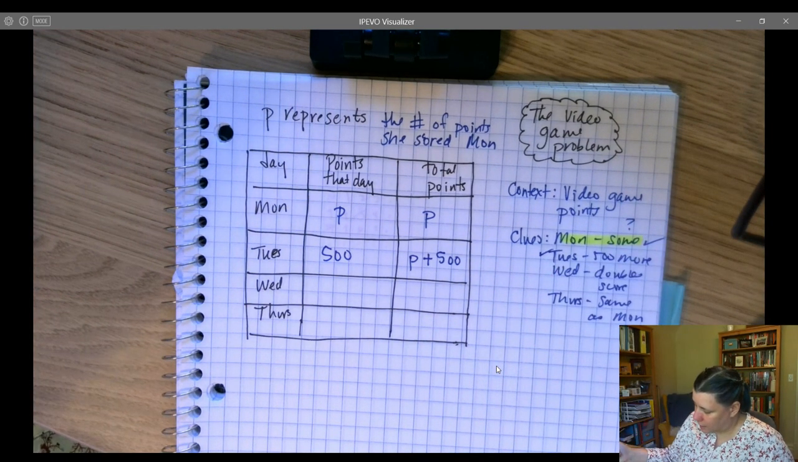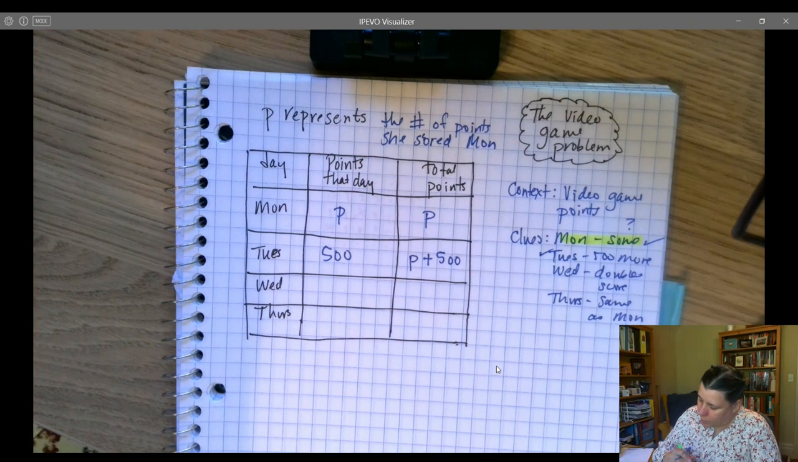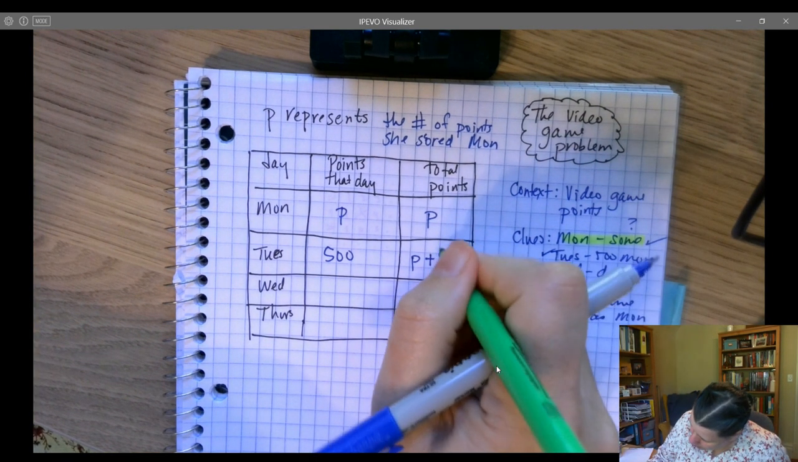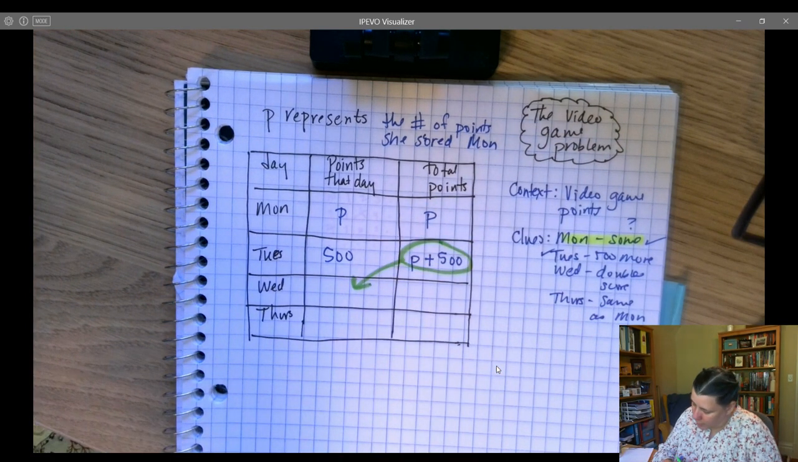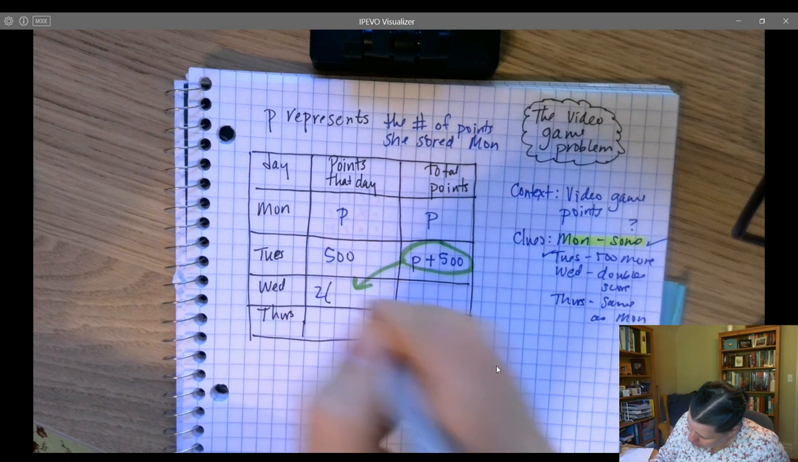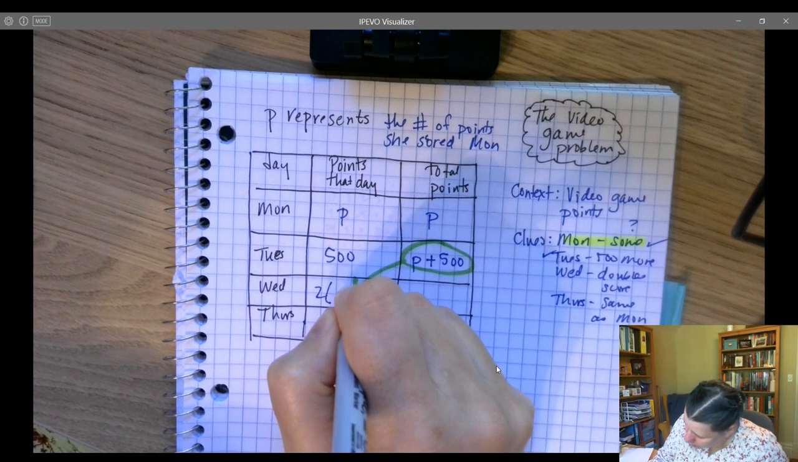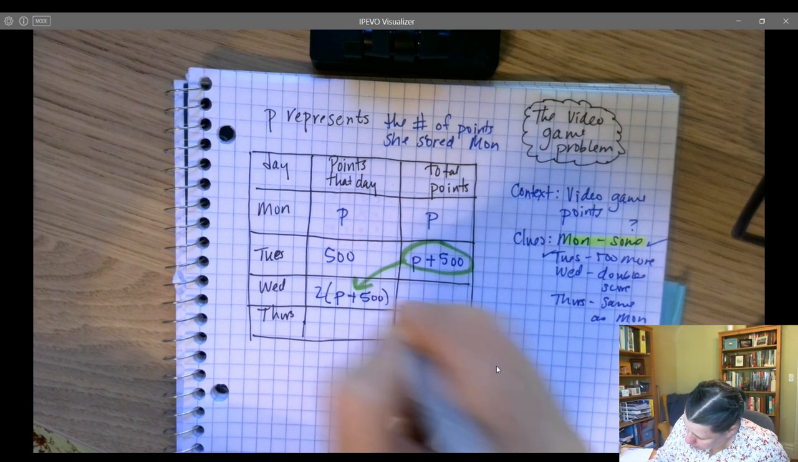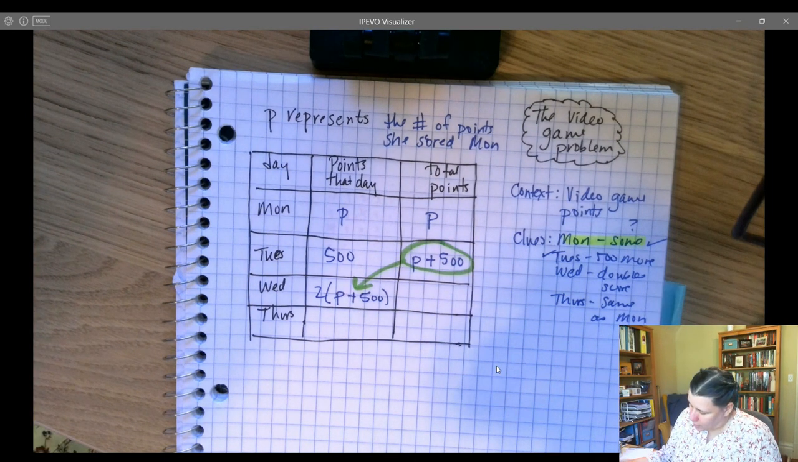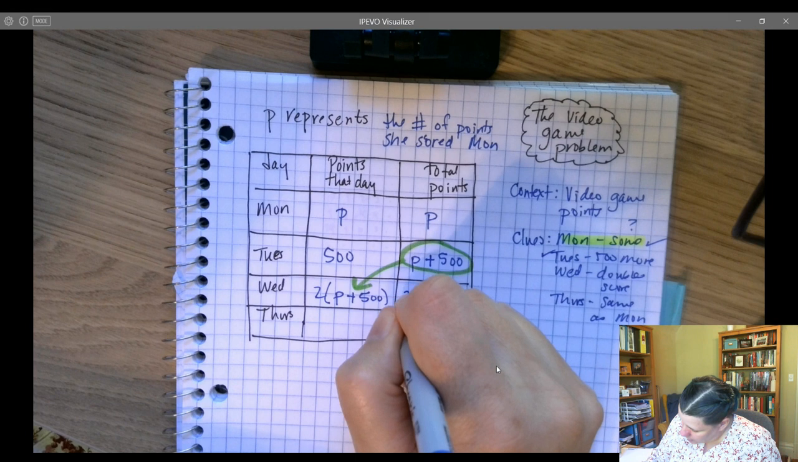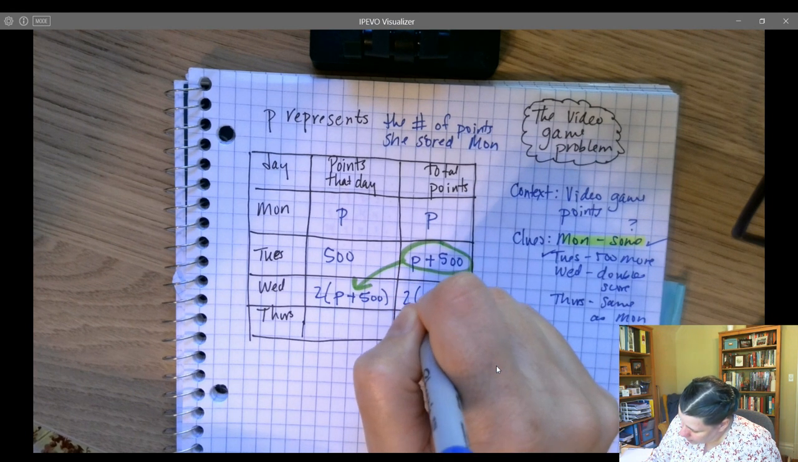Wednesday, she doubles it. So doubling, what are we doubling? We're doubling her total amount of points. So this total amount of points, we're doubling whatever the value of P plus 500 is. So then her total number of points is doubling P plus 500.